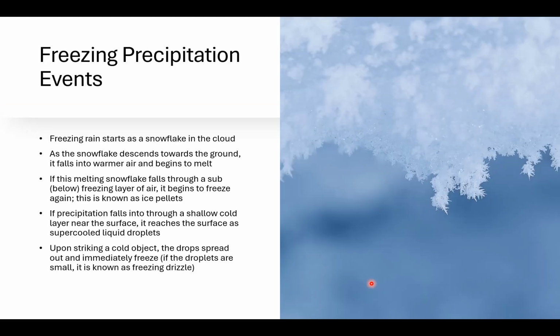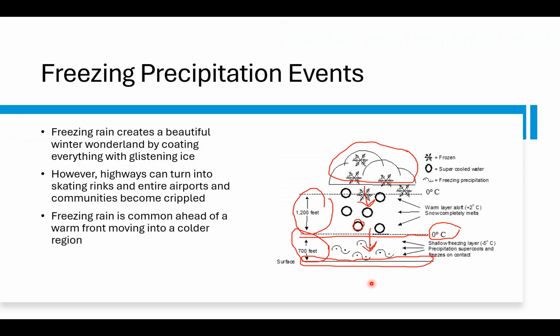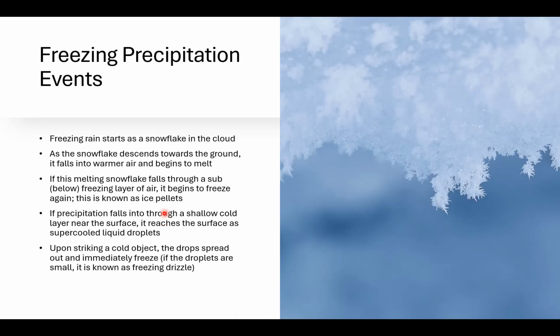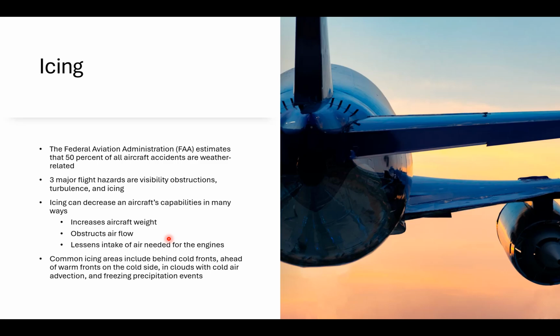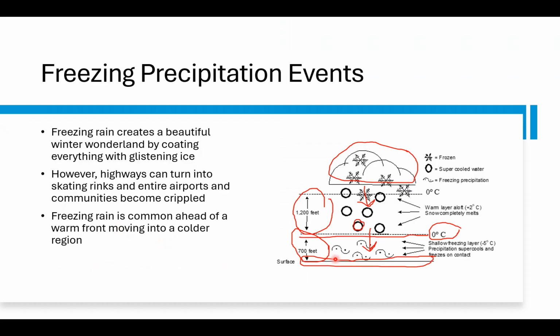If this melting snowflake falls through a sub or below freezing layer of air, it will begin to freeze again, and that's the ice pellets I was showing you right here, these little balls. All right. If the precip falls into a shallow cold layer near the surface where it's below freezing again, it reaches the surface as these supercooled liquid droplets known as freezing rain right here.